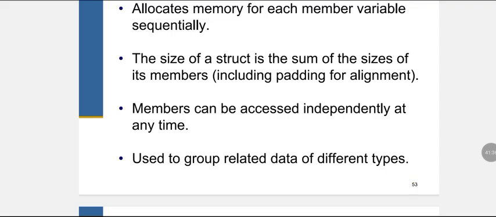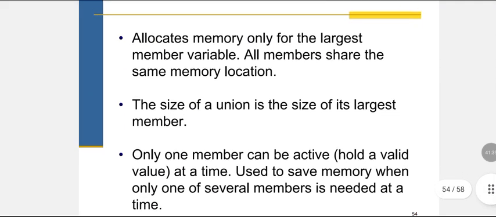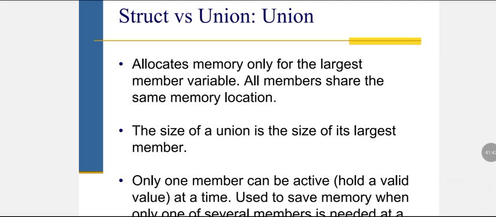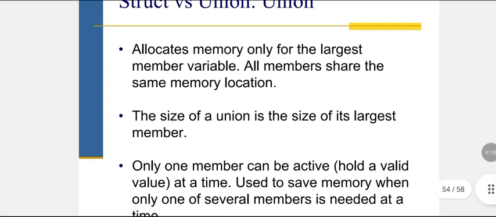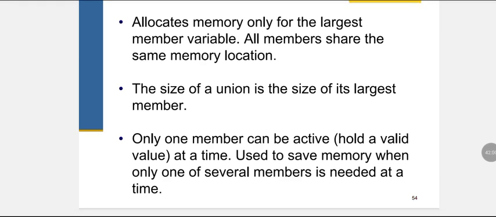Now we move to the union. One, it allocates the memory only for the largest member variable, and all members share the same memory location. Two is the size. The size of the union is the size of its largest member.